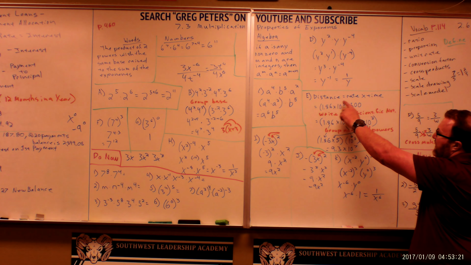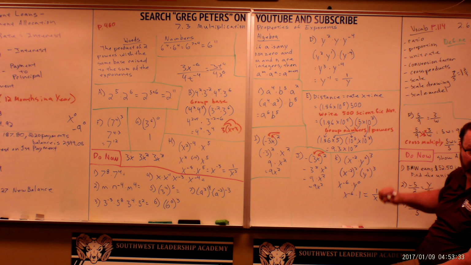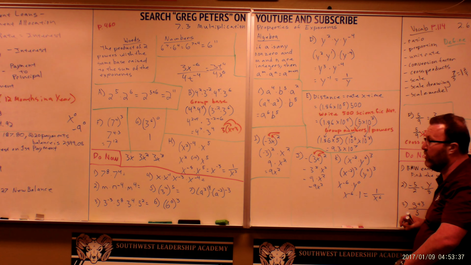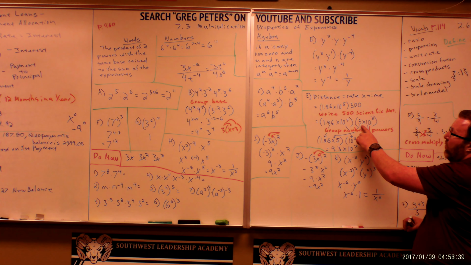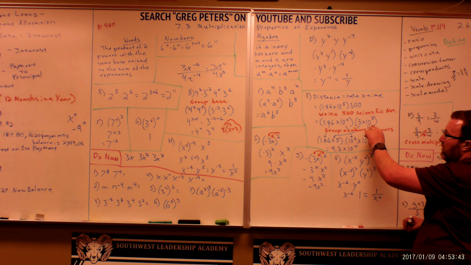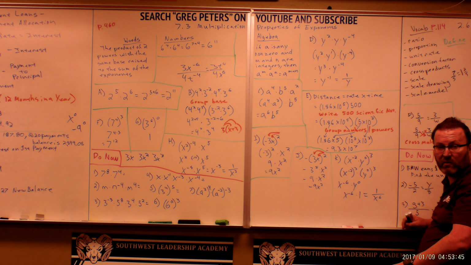Covered that in the previous lesson. So we have something in scientific notation. This one's not in scientific notation, so we need to put this one in scientific notation. Do you remember how to do that? Okay, so we're writing 5 times 10. How many zeros are there? 2. So it's 5 times 10 to the 2.